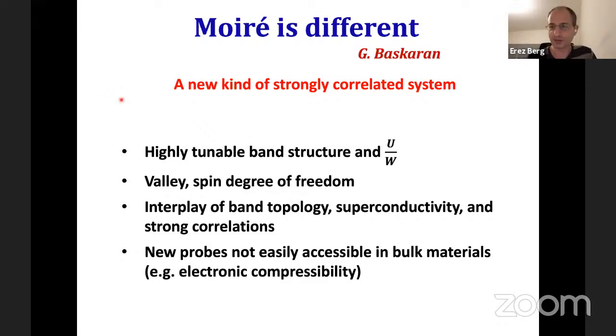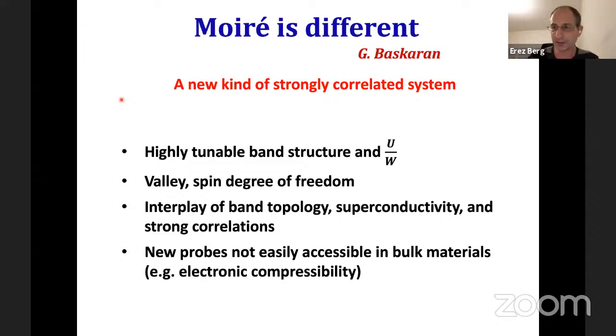We have new degrees of freedom. So if, for instance, in graphene, we have interplay between valley and spin degrees of freedom. We have band topology. So the interface between the band topology and interaction effects like superconductivity and other strong correlation effects is probably playing an important role in these systems. And that's something that people realized over, I think, the last couple of years.